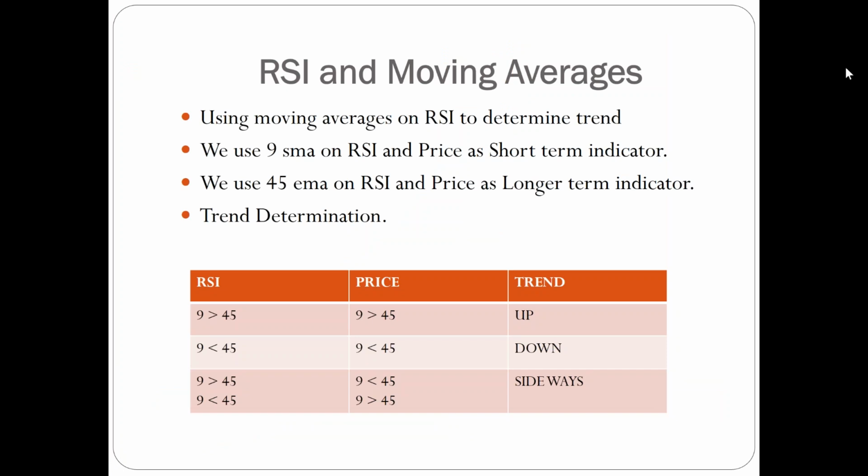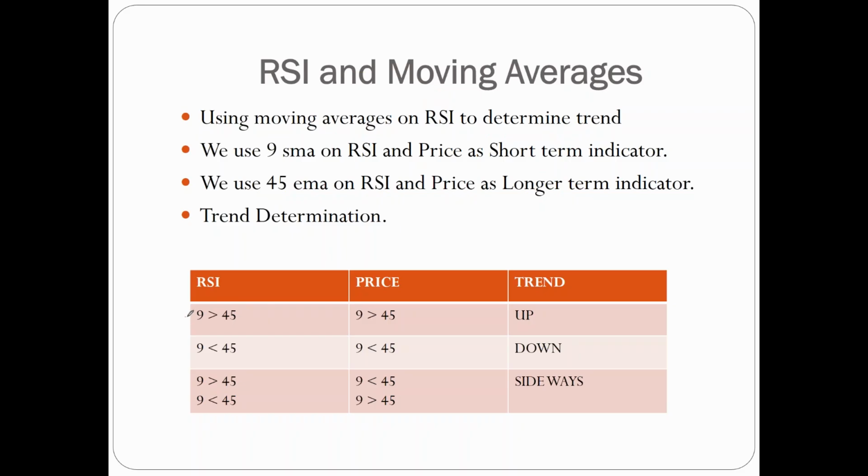Now RSI and moving averages. So we use moving averages on RSI to determine trend. Moving average on RSI, not on price, but on RSI. We use 9 simple moving average as a short-term indicator and 45 exponential moving average as a long-term indicator. Now this 9 simple moving average is used on RSI and price as well, and this 45 exponential moving average is used on RSI and price as well. So how do we determine trend using this 9 and 45 SMA EMA?